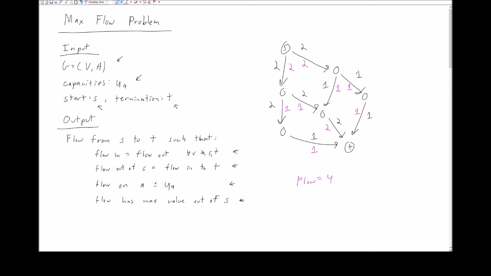And although we've arbitrarily said that the value of the maximum flow is the flow out of S, it could equally well have been the flow into T, since those two are the same.